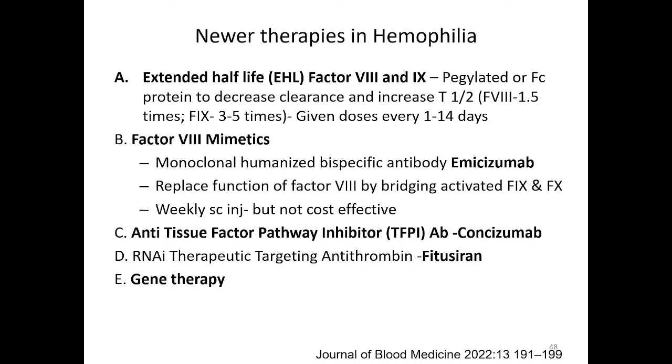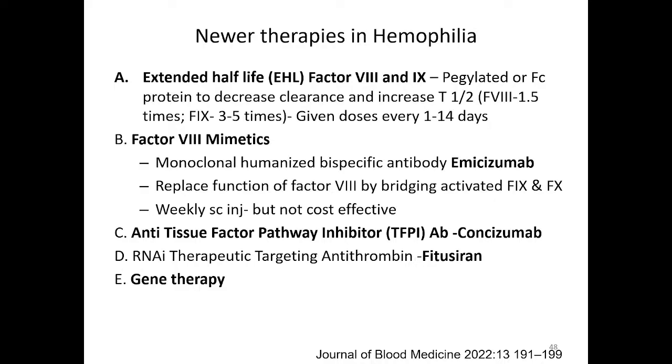Newer therapies, non-factor therapies, are coming up now. Extended half life factor 8 or 9, where it is pegylated or Fc fusion protein to decrease the clearance and increase the half life, and doses are given every 1 to 14 days instead of 3 times a day, 2 times a day or once daily. Because of the extended half life, dosing even every 14 days is possible. Then factor 8 mimetics, which act like factor 8, but actually are not factor 8.